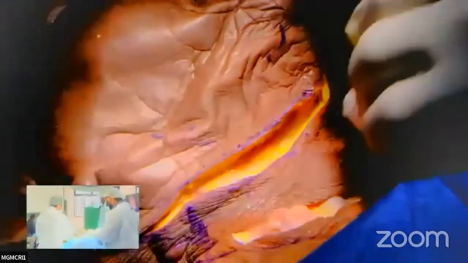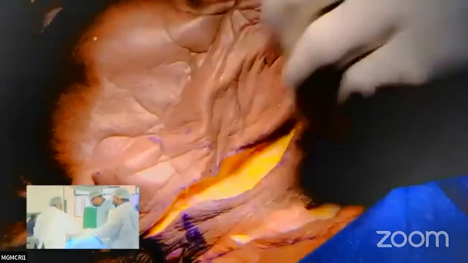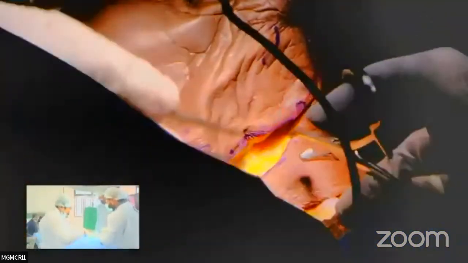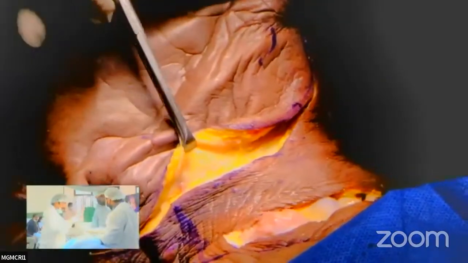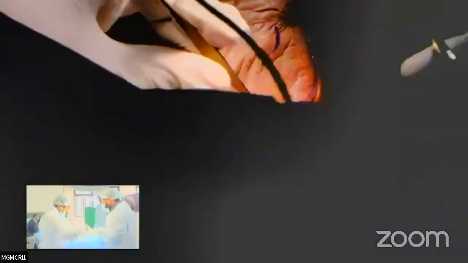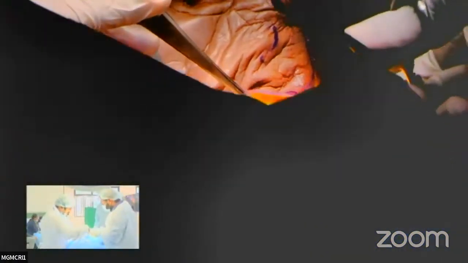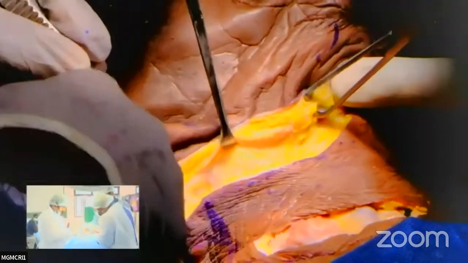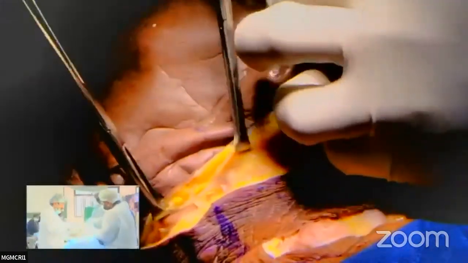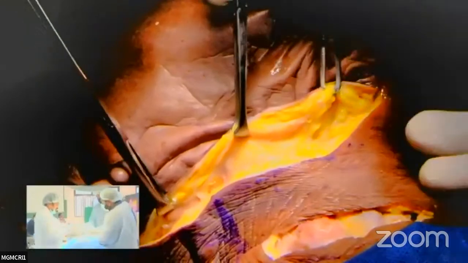Now, as we did before, we will use an Allis forceps. We would use it in the soft tissue, particularly in the platysmal area. One more. So hold it vertically on top. Gentle. Hold it, doctor. Great.